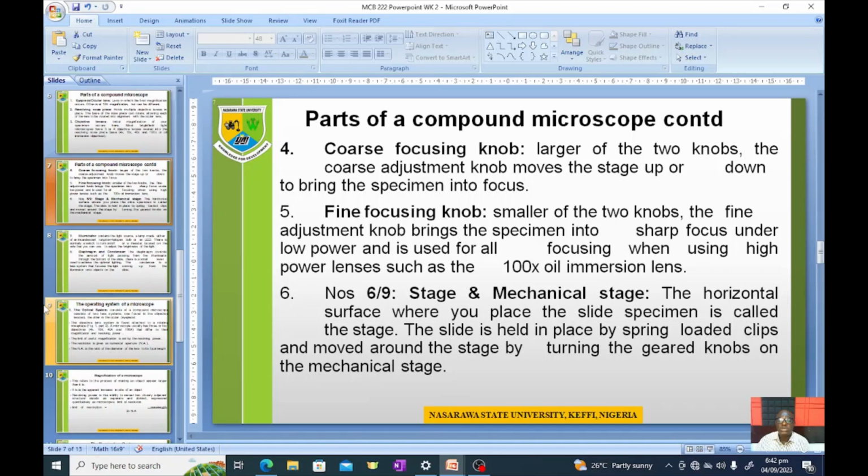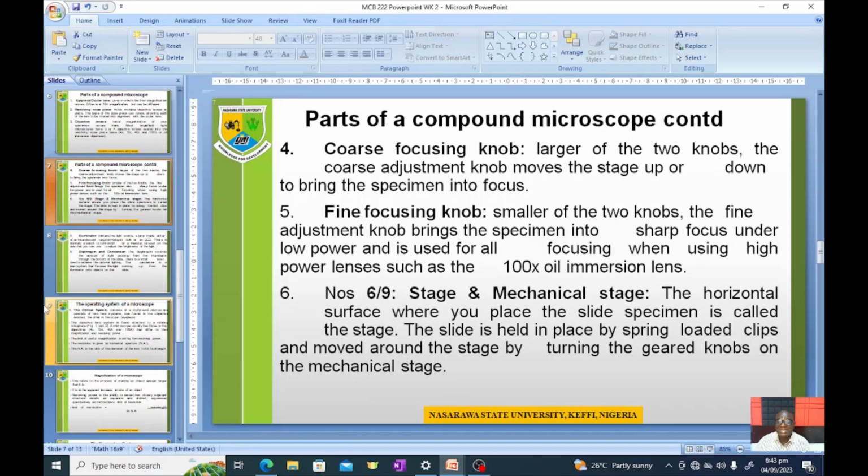Then the fine adjustment, which is number 5 structure of the microscope, is the smaller of the two knobs. The fine adjustment knob brings the specimen into sharp focus, unlike the coarse, which just focuses it and is not fine. This one brings it into sharp focus under low power and is used for all focusing when using high power lenses such as the 100 times oil immersion lens.